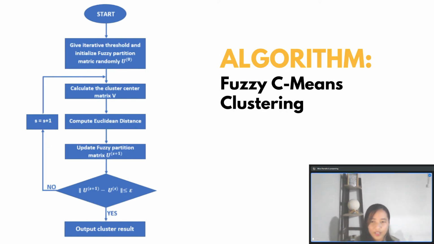For the second algorithm, we used fuzzy C-means clustering to compare it to K-means clustering. Fuzzy C-means clustering is a soft clustering approach where each data point is assigned a likelihood or probability of belonging to a cluster. This algorithm works by assigning membership to each data point corresponding to each cluster center on the basis of the distance between the cluster center and the data point.